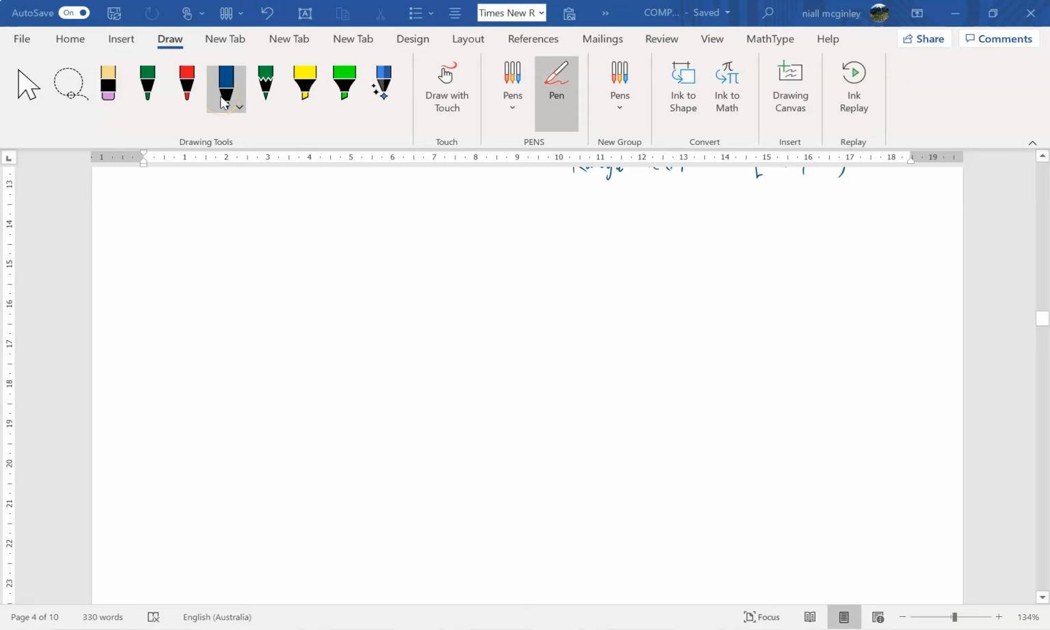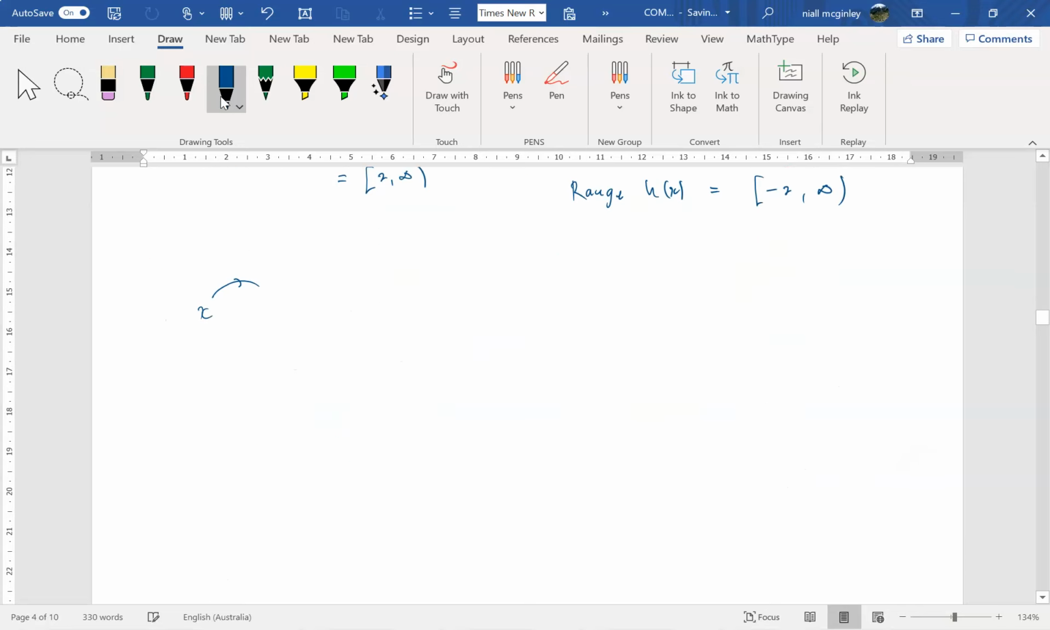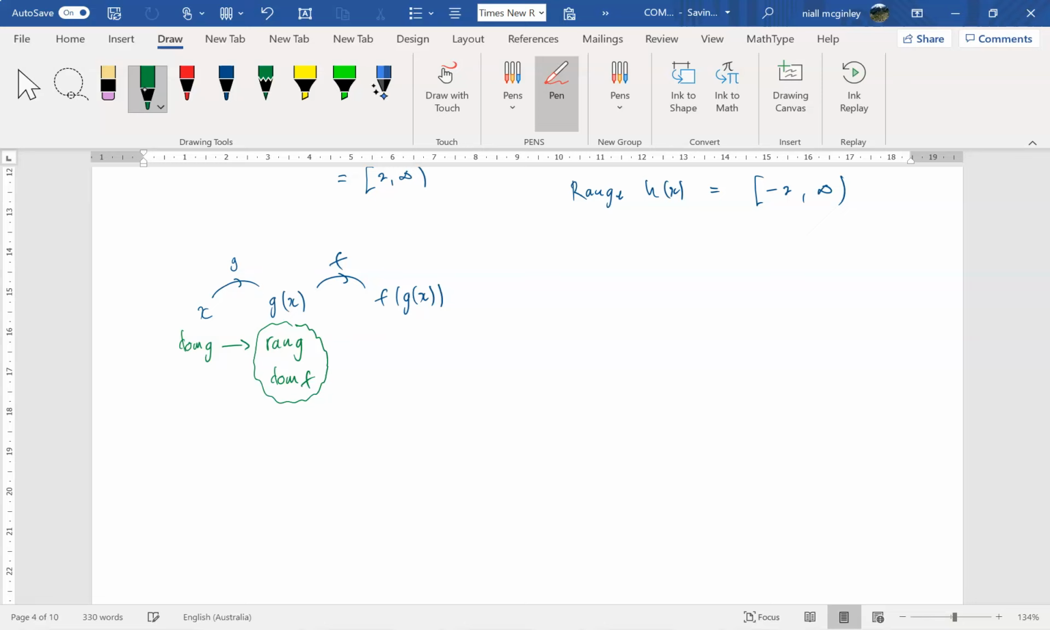Start off again with x. Then here, instead, we're going to be doing g of x first. So we perform function g first, and then we go into f of x. So this is going to be f. Therefore, we're starting off with the domain of g. We get out the range of g, the second part of the composite function. We feed in the domain of f. This will be the key to deciding if it exists or not.